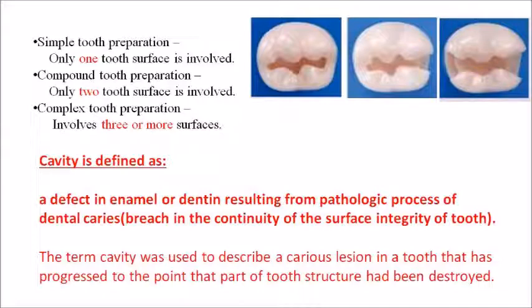So it is a breach in the continuity of the surface integrity of the tooth that is defined as a cavity, as well as a defect in the enamel or dentin resulting from the pathological process of dental caries. Now, the term cavity was used to describe a carious lesion in a tooth that has progressed to the point that part of the tooth structure has been destroyed.